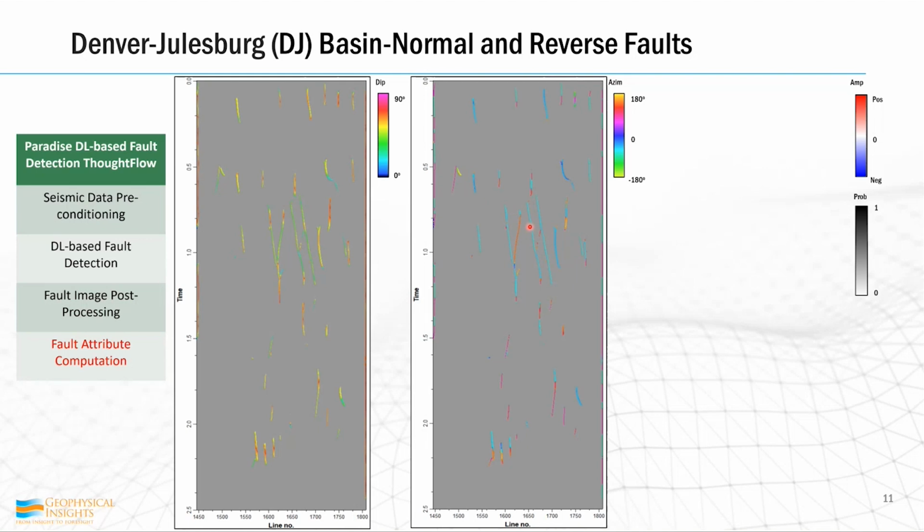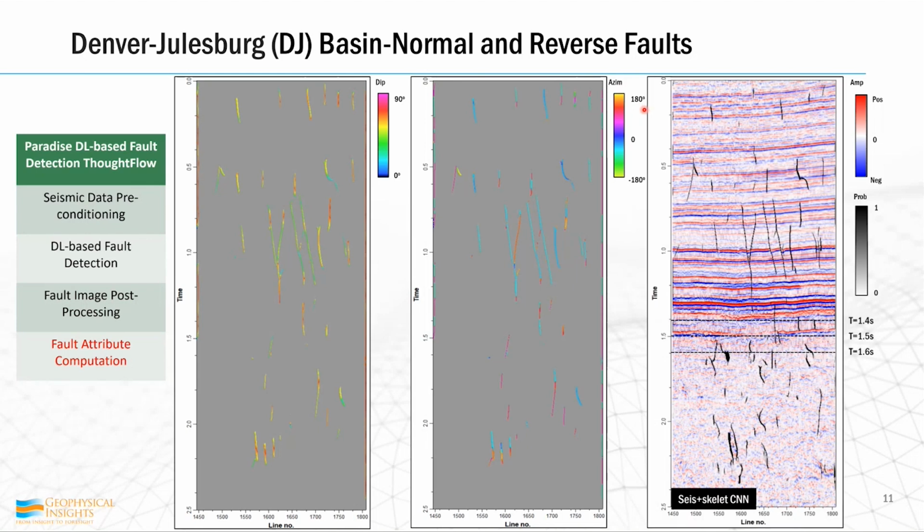Note that the azimuth indicates the fault orientation. So the blue color indicates the fault oriented from about 0 to minus 30 degrees, and the red or orange color indicates the fault that is oriented to about 150 degrees. And this is compared with the co-render of the seismic with the post-processing result.